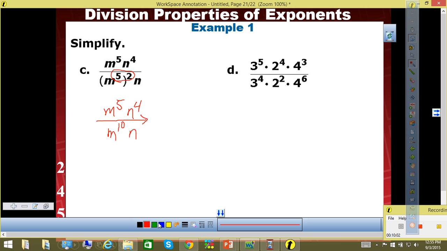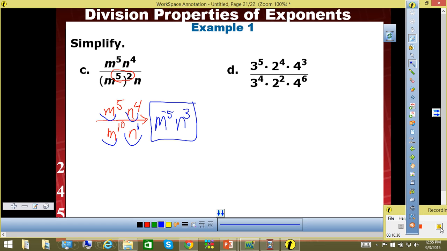And now let's go one base at a time. Same bases are m, okay? And what is 5 minus 10? Negative 5. Same base, there it is. And here we need to write our 1, so 4 minus 1 is 3, and we're done. See how that works? Yes. All right, good. Do d by yourself. See what you get for that.